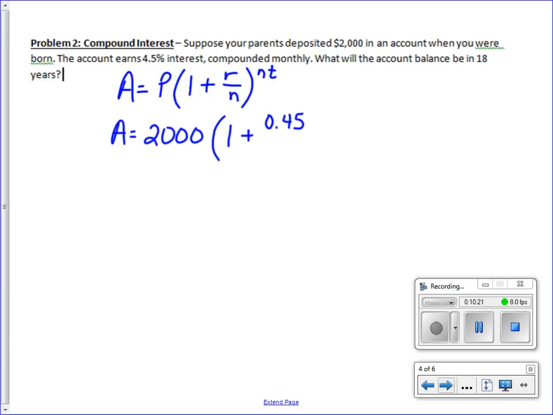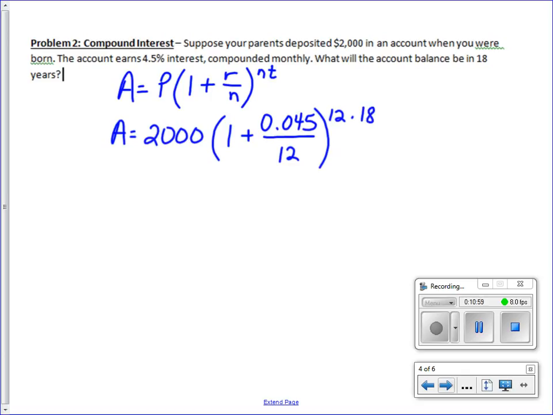No, excuse me. Need another zero in there. 0.045 is 4.5% interest. We're going to divide that by the number of times that the interest is compounded each year, which is 12. It's monthly, and there's 12 months in a year. And then we're going to raise that to the power of the number of months times the number of years. And we have 18 years.